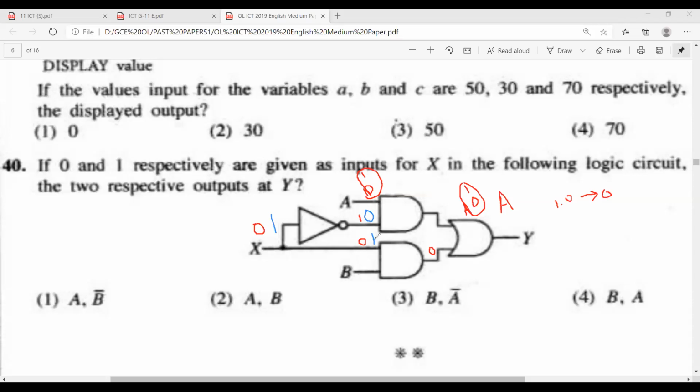If it is 0, this side is totally inactive because of this 0, right? Whatever the value of A, 0 passes, right? But here, because B is 1, 1 into 1 is 1, then it passes 1. If it is 0, then it passes 0. So you can see the value of B is equal to the output. Then you can see when the value of X is 1, it sends B.